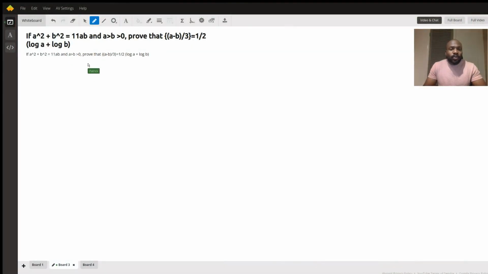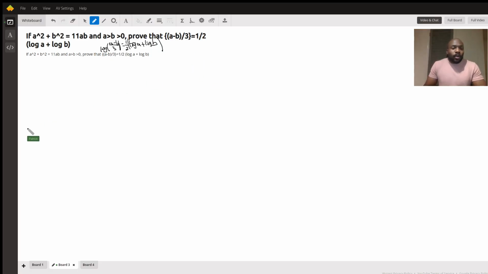All right, so here's what we have to prove. So we have to prove that, actually, let me clean that up. We have to prove that the log, so here it's missing the log. So we have to have log here. So log of (a minus b) over 3 is equal to 1/2 of (log a plus log b).